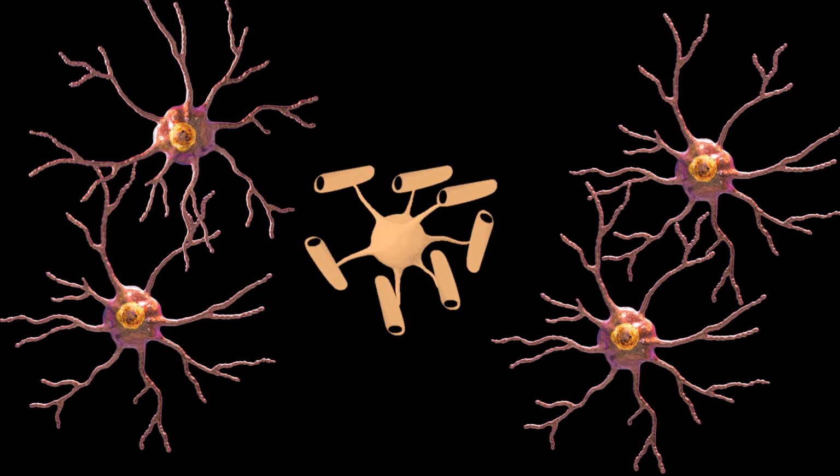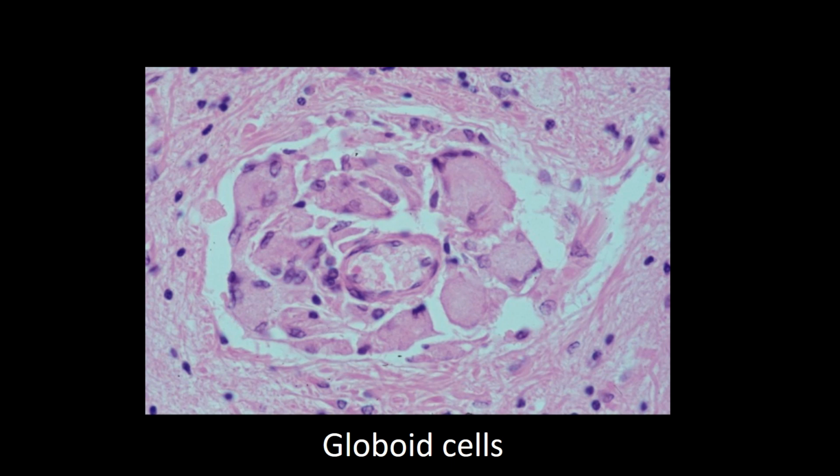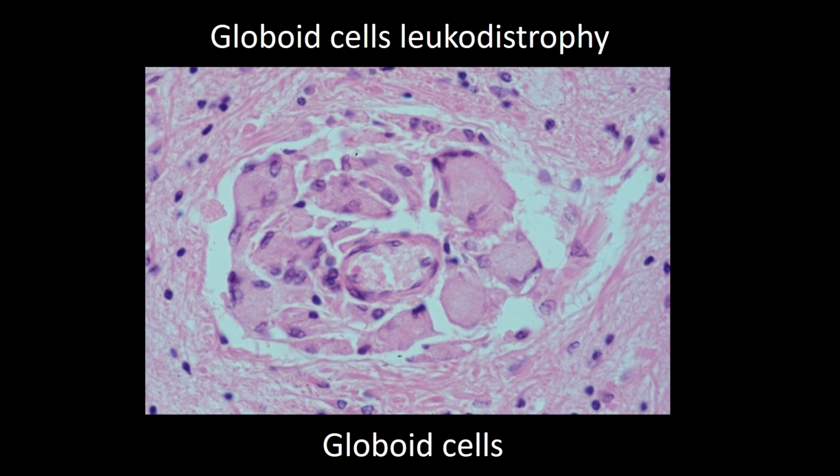I have now represented an oligodendrocyte surrounded by microglia cells, and now added psychosine. When psychosine is accumulated in oligodendroglia cells, microglia cells engulf it, leading to the formation of a globoid cell, which are characteristic of this condition. Hence, the term globoid cell leukodystrophy is often used when referring to Krabbe disease.